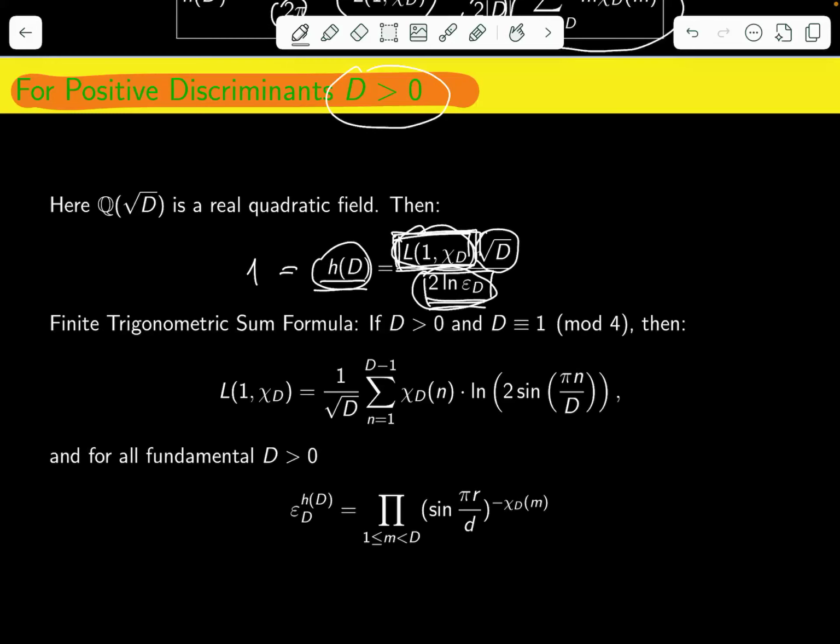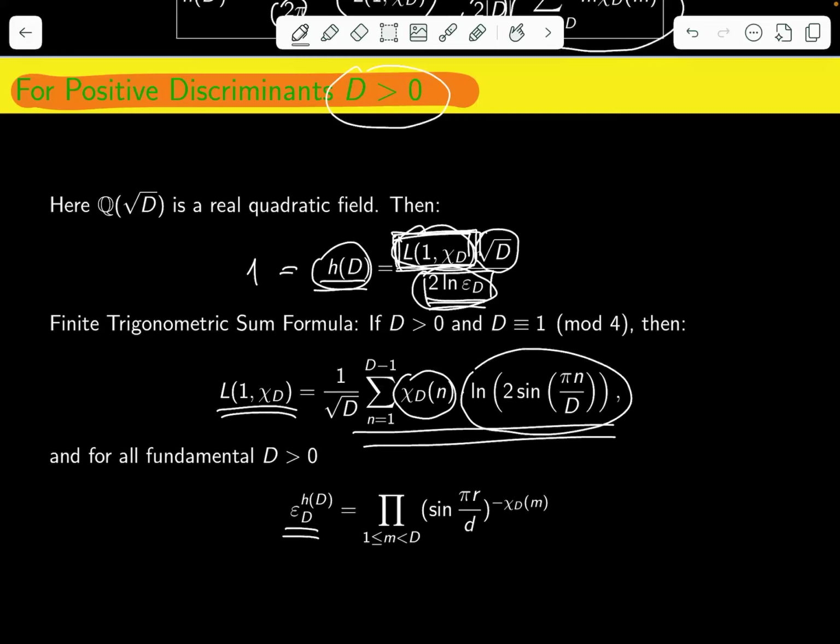So for example, you can rewrite this one L1 of chi d as this expression also. Right? So you have this thing, which again may be positive, maybe negative. Here you have logarithm of positive number, but again, maybe it's positive, maybe it's negative. Or you can write that the power of epsilon d, in the class number, is just the product of signs. But again, here you have this minus chi d of m, which sometimes positive, sometimes negative, so it's very difficult to control it.